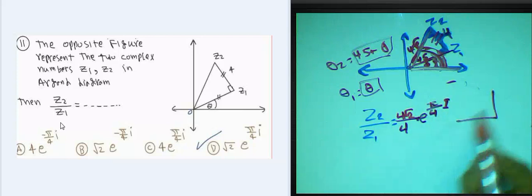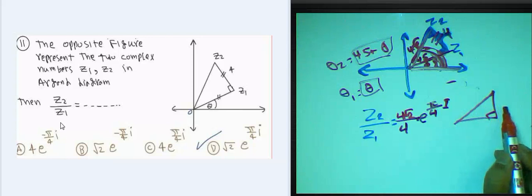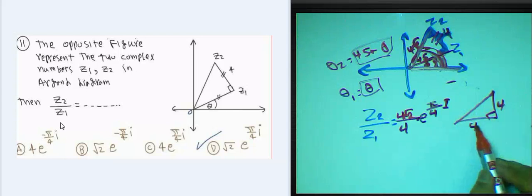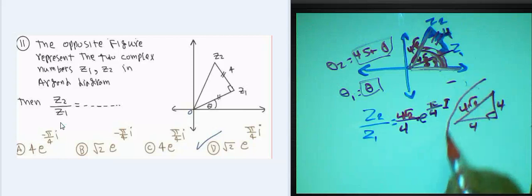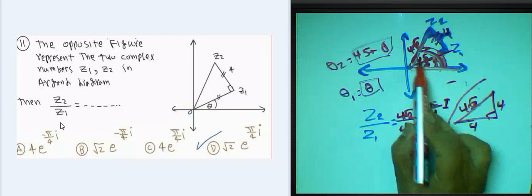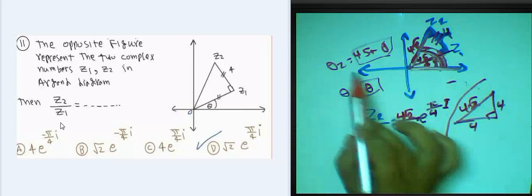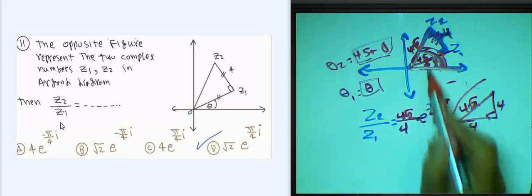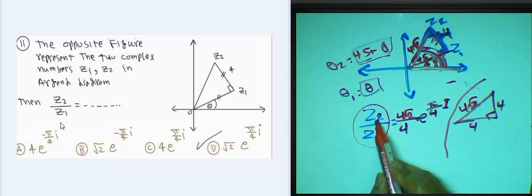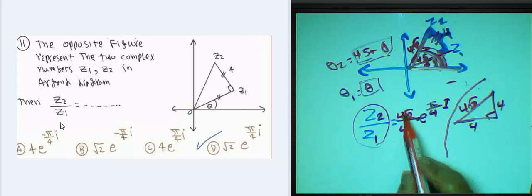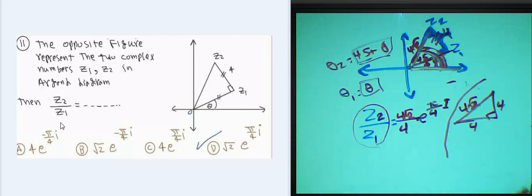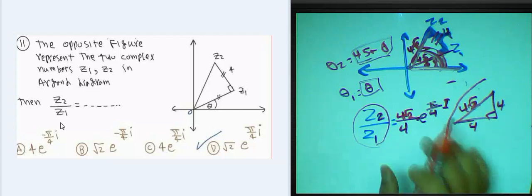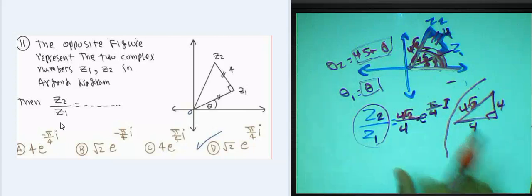Multiplication by i. Okay, again, we have a right angle triangle. This side length is 4 centimeters and the other is 4 centimeters, so the hypotenuse is 4 root 2. The angle of Z2 is 45 plus theta, and the angle of Z1 equals theta. If we want to find the division between Z2 and Z1, we must divide the two lengths of Z2 and Z1 and subtract the two angles.